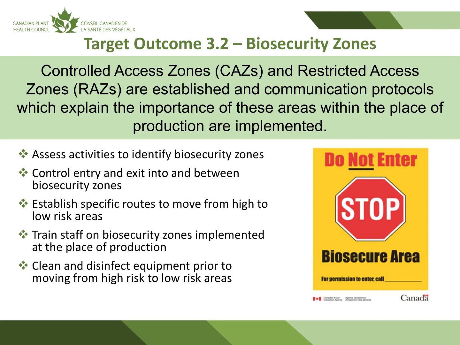Once the zones are classified, entry and exit into and between biosecurity zones should be controlled by designating access points and using various techniques and tools such as signs or automated doors. Based on the location of the biosecurity zones, specific routes should be established to move inputs, people, vehicles, equipment, and outputs to ensure pests are not spread from high to low-risk areas. When training staff on biosecurity protocols implemented at the place of production, information on biosecurity zones and appropriate traffic flows should be included. And equipment should be cleaned and disinfected when there is the need to move from high-risk to low-risk areas.